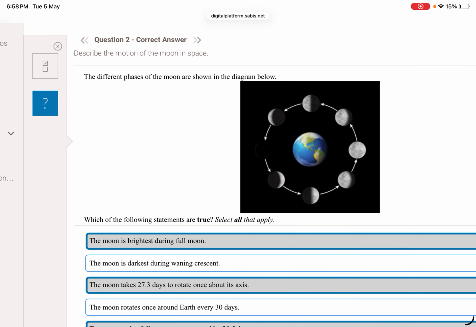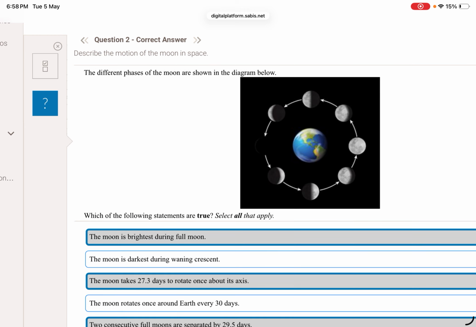And then the second one, the moon is darkest during waning crescent. This is false because during the waning crescent it isn't the darkest yet, because there's still a bit shown. When it's darkest, it's when it's not visible at all.